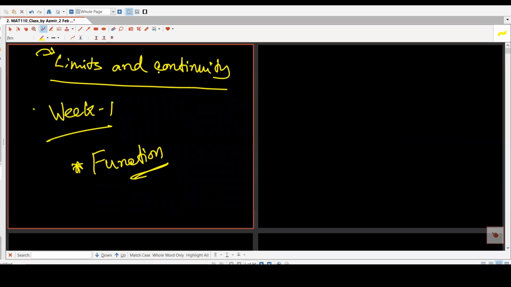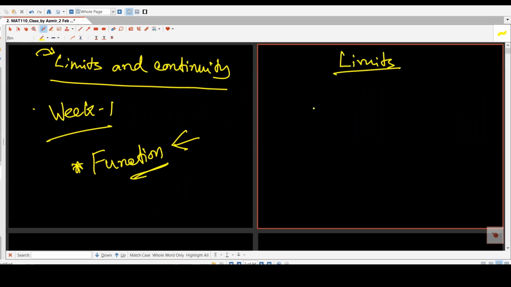So we will try to evaluate the limit of any function at any given point. We will try to check whether a function is continuous or not. That's why everywhere we will see the applications of functions. So at first, we are starting from limits. Limit of a function.